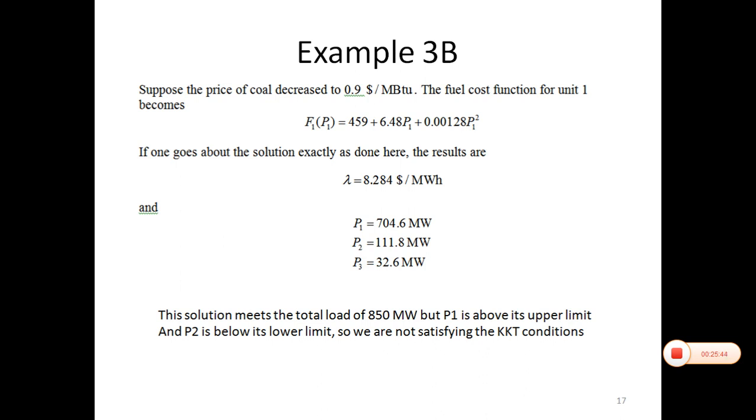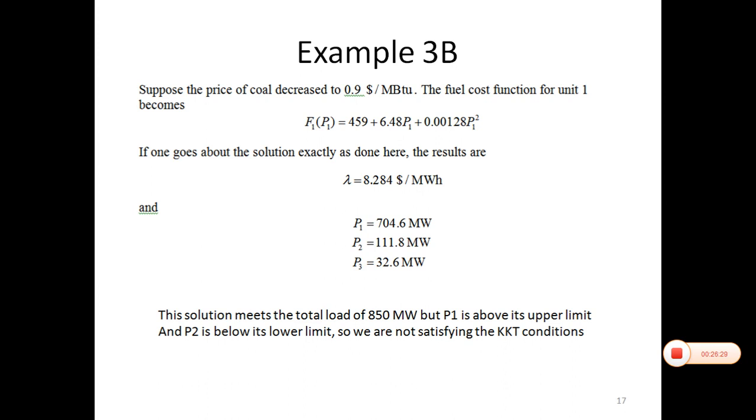So in example 3b, this is another example. Here a little change has been made. Suppose the price of coal decreased to 0.9 rupees per MBTU. The fuel cost function for unit 1 becomes F1(P1) = 495 + 6.48 P1 + 0.00128 P1 squared. The cost functions F2 and F3 remain the same. Only the per unit fuel cost of unit 1 has decreased from 1.1 to 0.9.